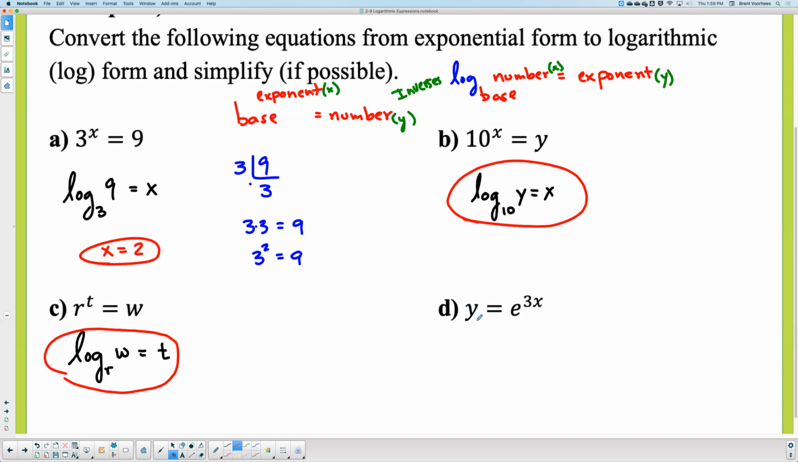Okay, what about this last one here? Which one's my base? Give everybody a chance to think about it. Which one's the base? Why is e the base?